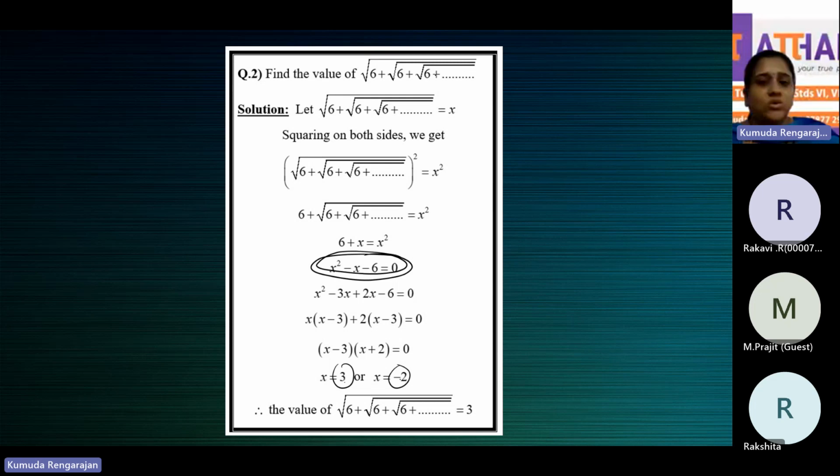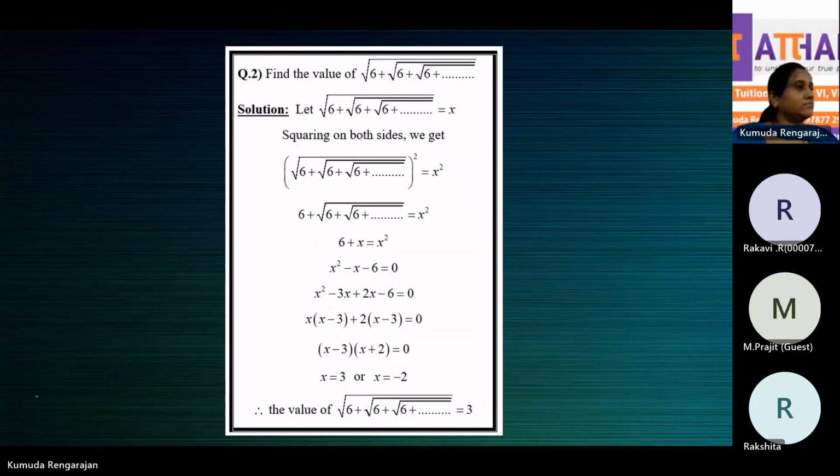This expression can have only 1 answer. Can I give 2 answers for this expression? No. The sum can have only 1 answer, right? That 1 answer can be either 3 or minus 2. But you know that this cannot be negative. So we reject this and take the positive one.